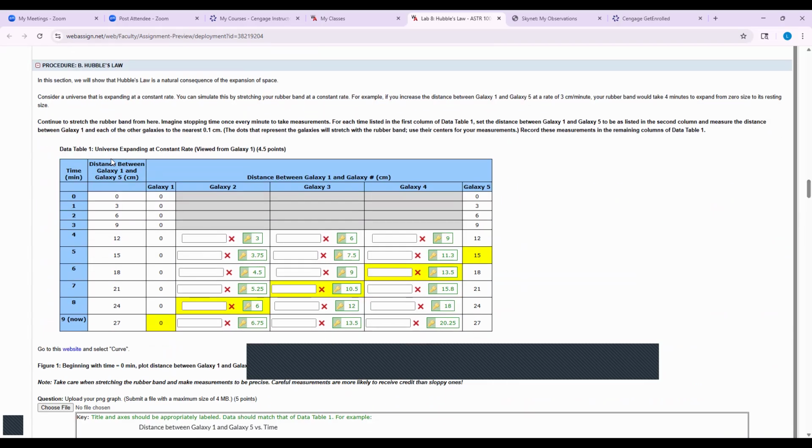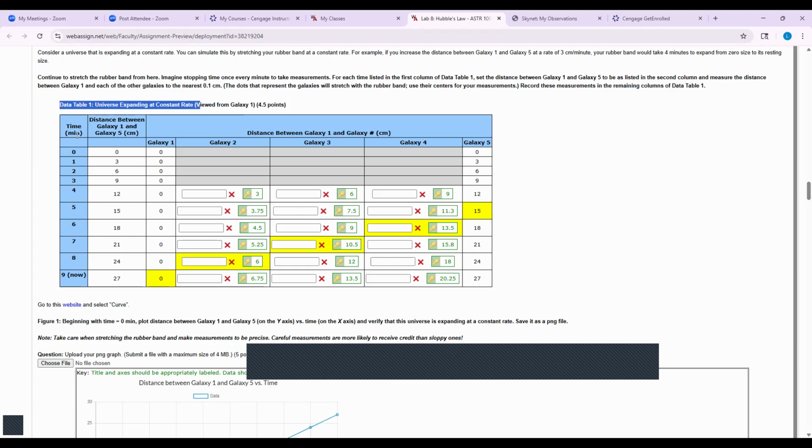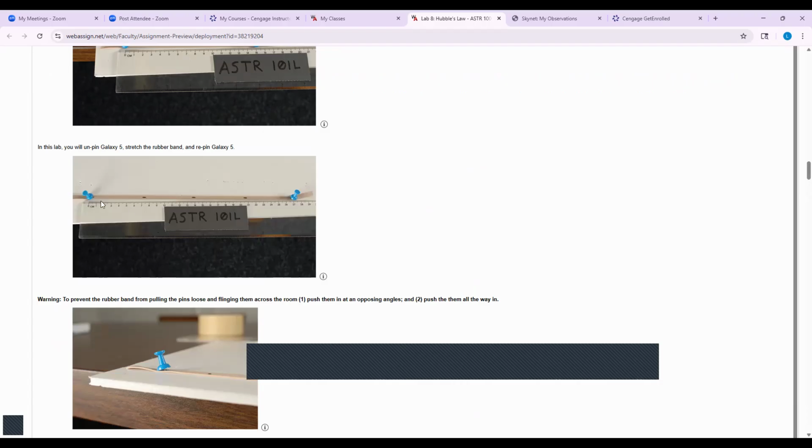We have several data tables here in this Lab 8. Data table number one is the universe expanding at a constant rate. What we're going to do here is use a time from 0 to 9. For example, this is the distance between galaxy 1 and 5. Which one is galaxy 1? This is galaxy 1 and this is galaxy 5.